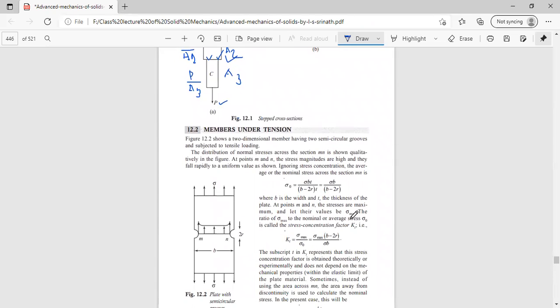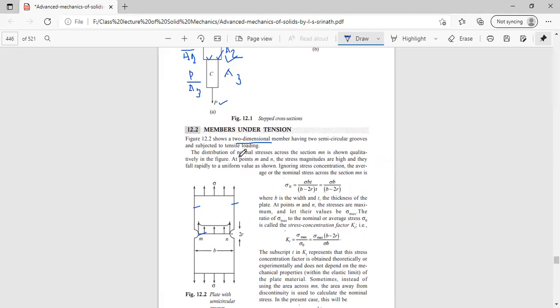Now let us go through the following instances: the members under tension itself. There is a figure showing a two-dimensional member. One dimension is from here to here, and another dimension is from here to here. This two-dimensional member has two semicircular grooves and is subject to tensile loading. The loads are all shown here. This is tensile in nature, and there are two semicircular grooves, one here and one here.